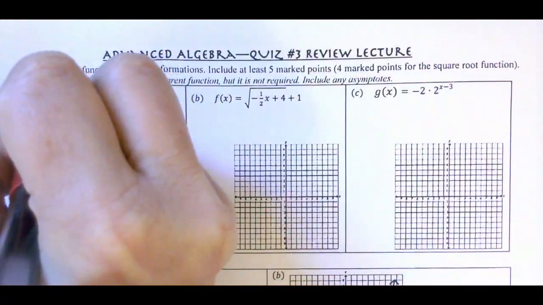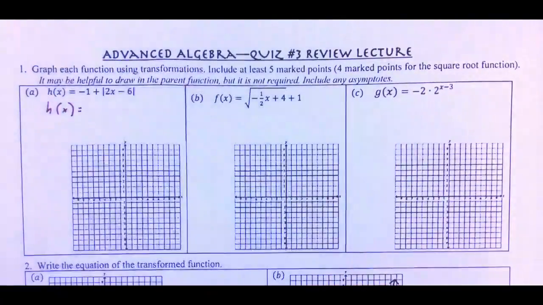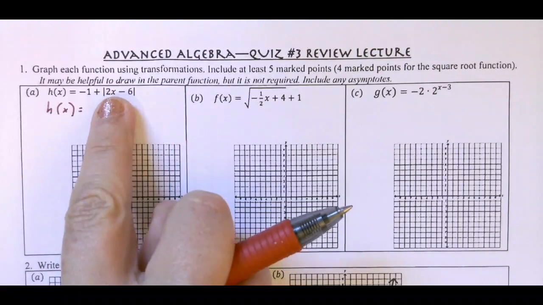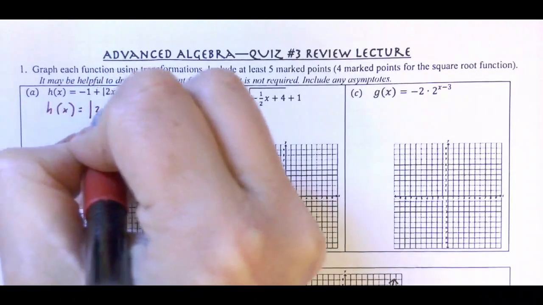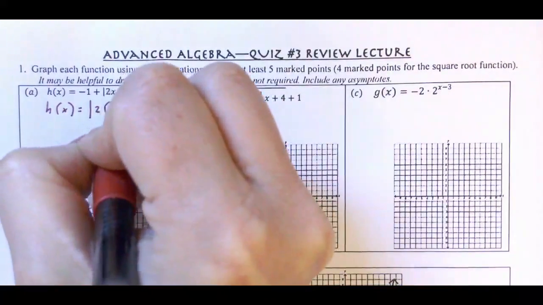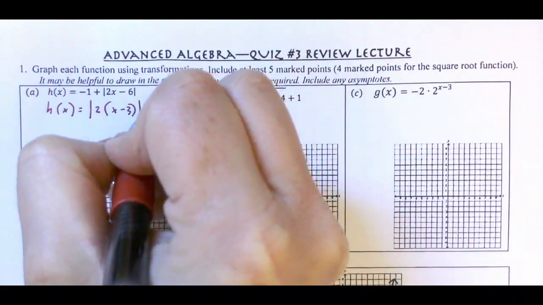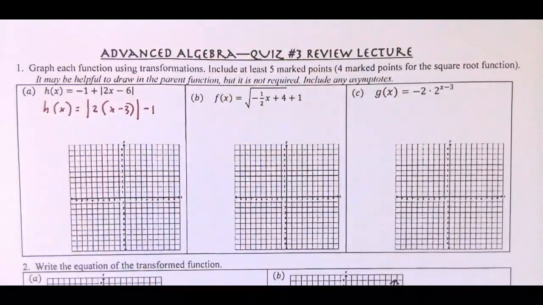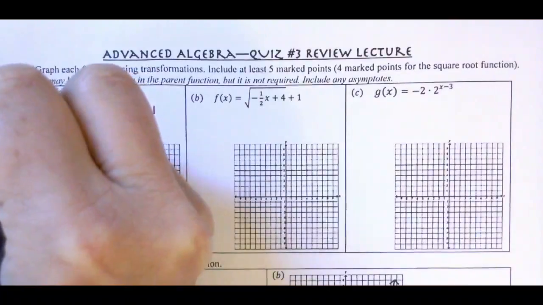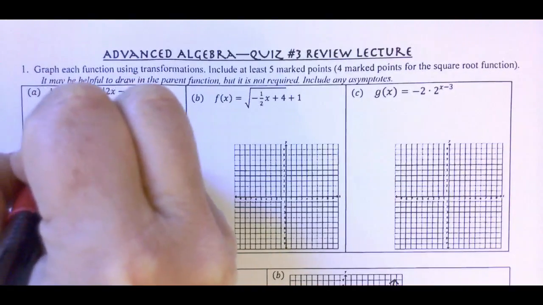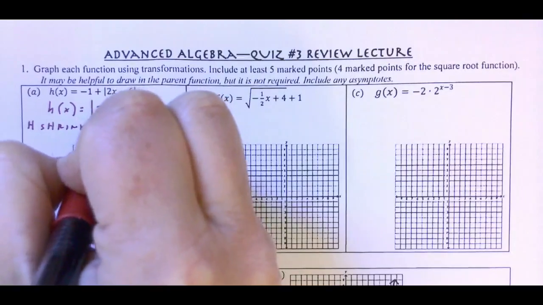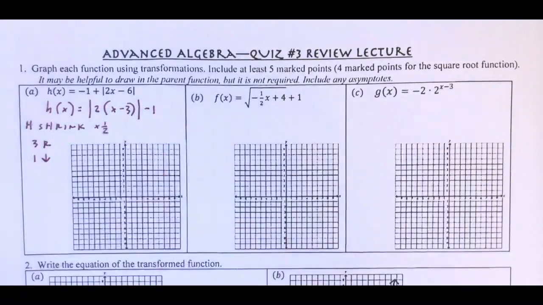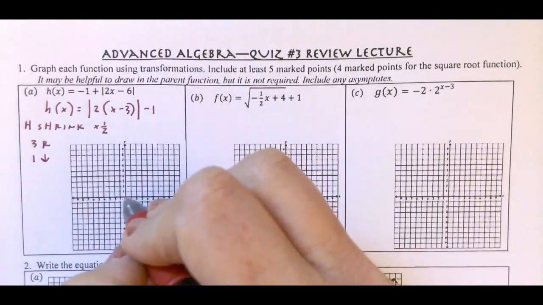So if I do a little reshuffling, I can see that this -1 should go in the back, and I need to factor out that 2. So here, absolute value, 2 times, in parentheses, x minus 3, closing my parentheses and absolute value bars, and then taking away 1. So then if I catalog my transformations, I should see that that is a horizontal shrink by 1/2, right? The x values will cut in half, and then 3 to the right and 1 unit down. So 3 right, 1 down.